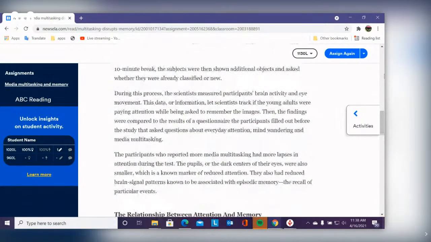The participants who reported more media multitasking had more lapses in attention during the test. The pupils, or the dark centers of their eyes, were also smaller, which is a known marker of reduced attention. You kind of zone out. They had also reduced brain signal patterns known to be associated with episodic memory, which means the recall of particular events.